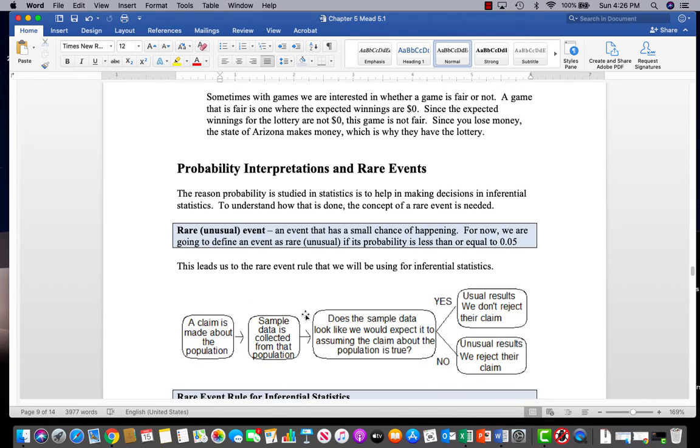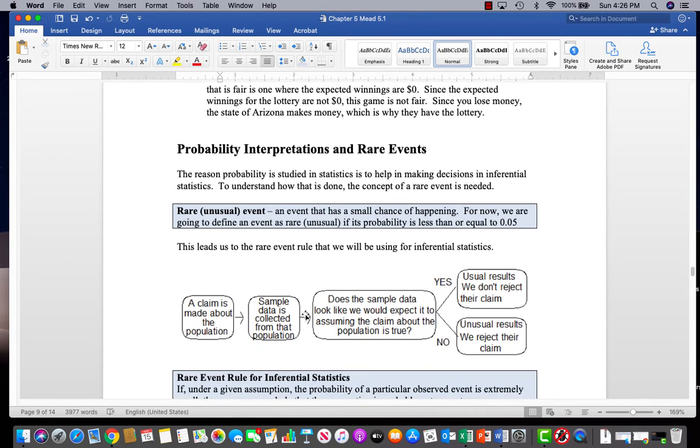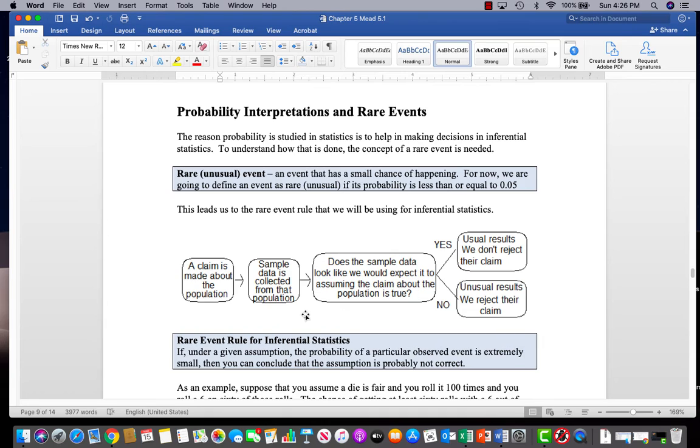Now, probabilities and interpretations of rare events. Basically, this section comes down to what we'll be looking at in the end of our book about inferential statistics. We want to know when we think something seems unusual or rare so that we can question what somebody says, a possible claim. So this flowchart talks about somebody making a claim about a population, and then we collect sample data from that population to see if that seems reasonable.